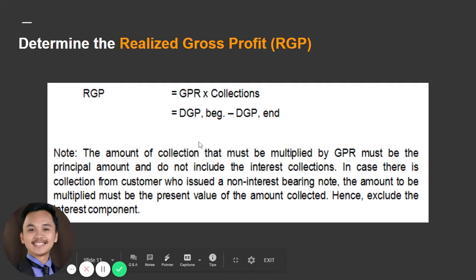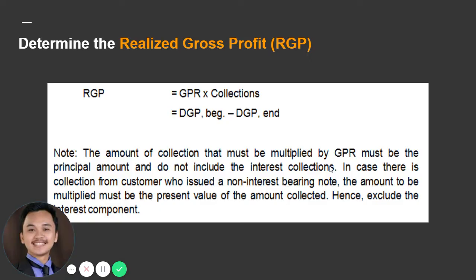And then lastly, guys, to compute for the realized gross profit, as used earlier in computing the gross profit to recognize for a specific month or accounting period, we simply multiply the gross profit rate to our total collections, or simply compare our deferred gross profit beginning and deferred gross profit end. Take note that the amount of collection that must be multiplied by GPR must be the principal amount and do not include the interest collections.